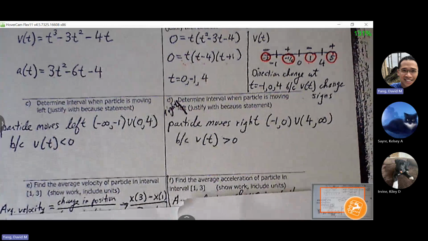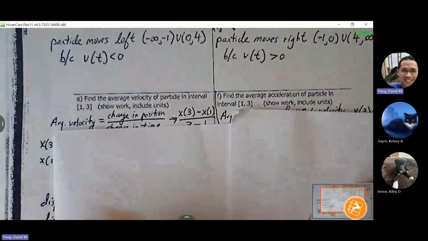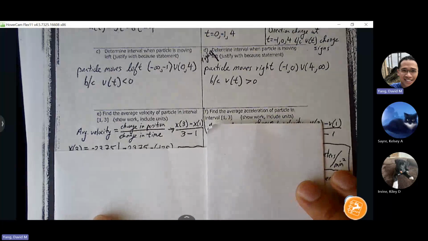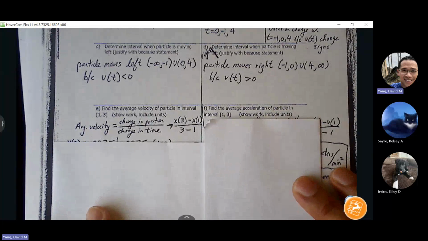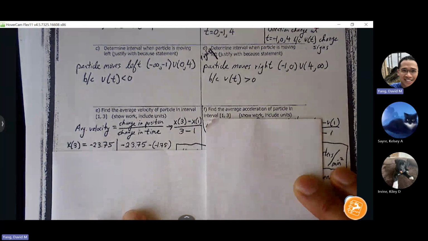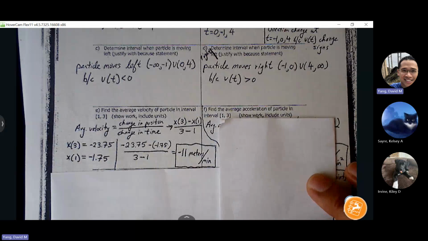Okay, next up, finding average velocity. Know that the formula for average velocity is change in position over change in time. We do not touch the velocity function. So just x(3) minus x(1) divided by 3 minus 1. We find the positions at these values and then just enter them in our calculator. And then your units of measure is meters per minute.